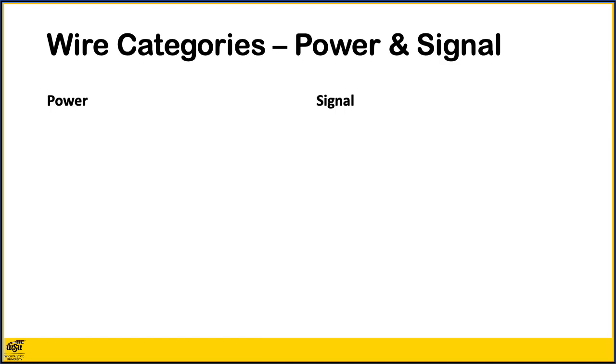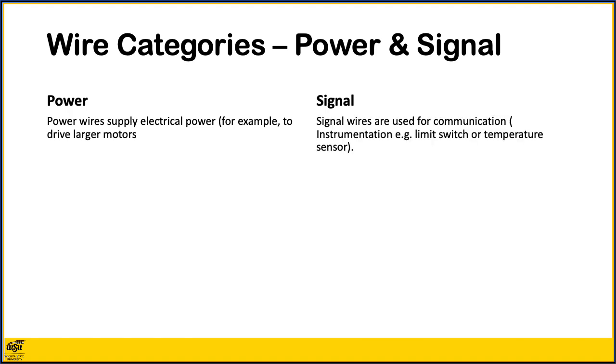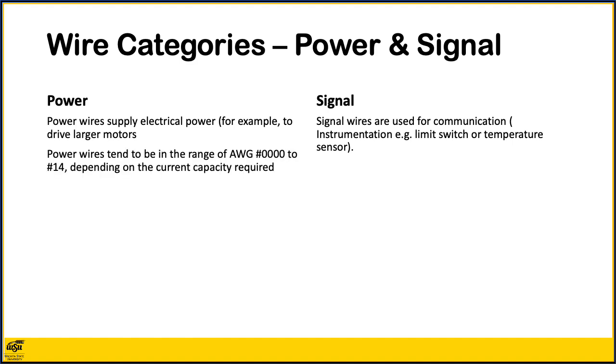Generally speaking, there are two categories of wire usage: power and signal. Power wires supply electrical power, for example, to drive larger motors. And signal wires are used for communication, for example, to connect a limit switch or a temperature sensor.